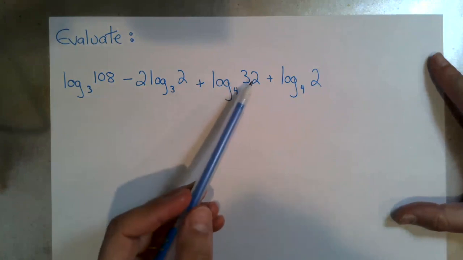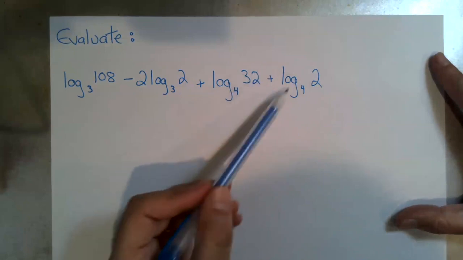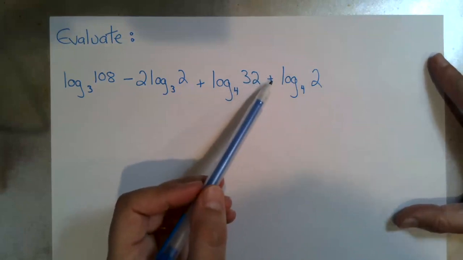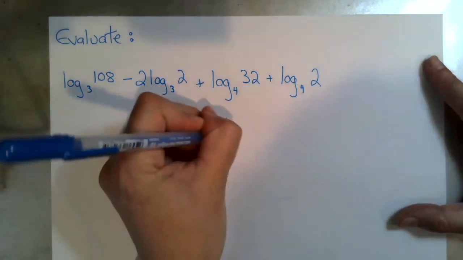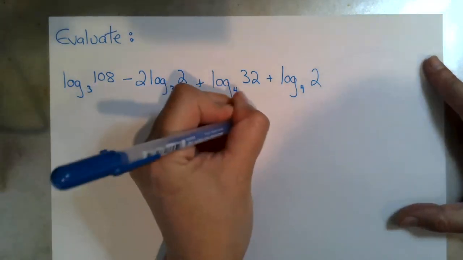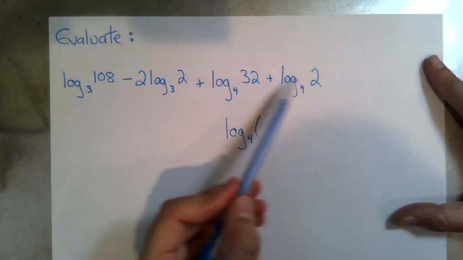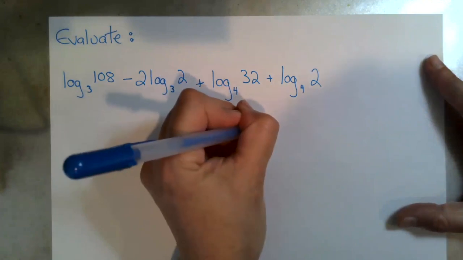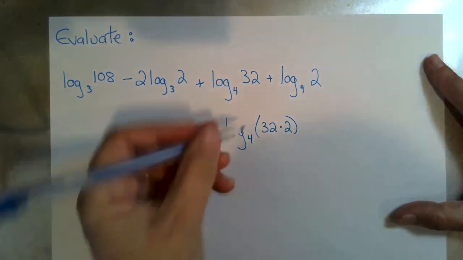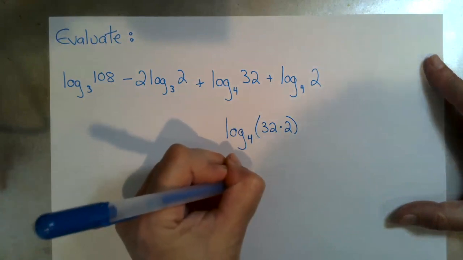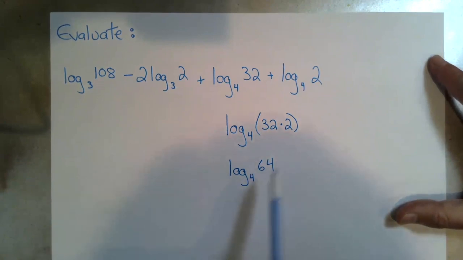Log base 4 of 32 plus log base 4 of 2. I see my plus there, and I know that a plus can turn into multiplication, the product rule. So I've got my log base 4 of, and the two logs I was adding can become multiplication. So the log base 4 of 32 times 2, or the log base 4 of 64. And now that should look familiar.